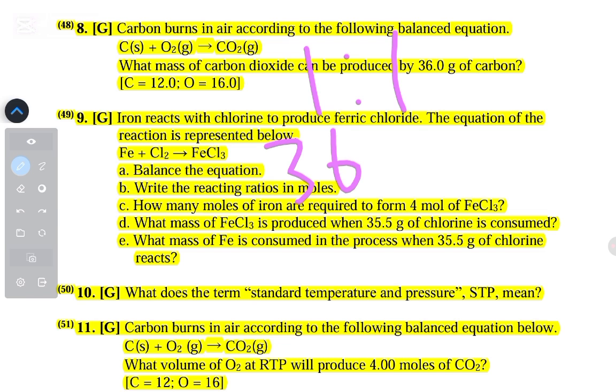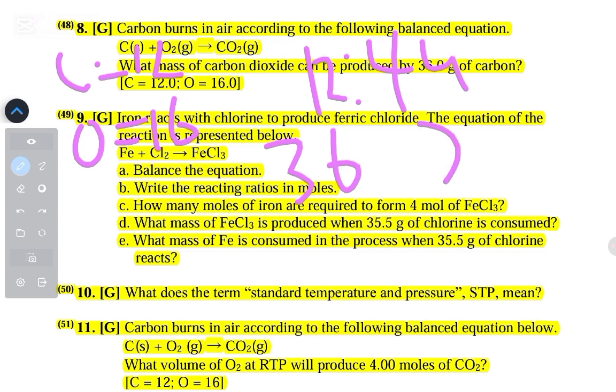1 mole of carbon is 12 grams. And 1 mole of CO2, as we said, C is 12 and O is 16. So 32 plus 12, 44. Now 12 and 44. If we produce 36 grams, how many will we produce here? Just cross multiply. 36 times 44 divided by 12 will give you 132. That's it.